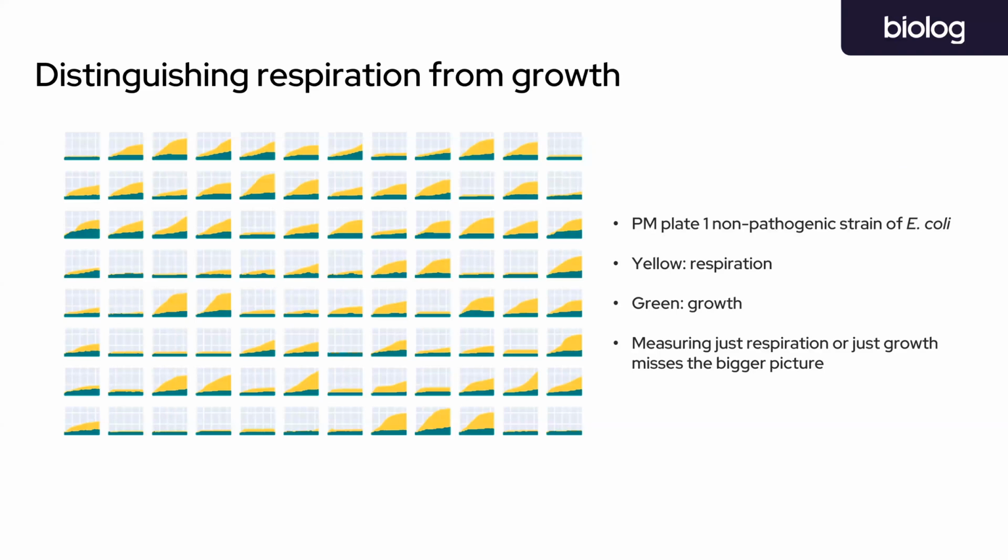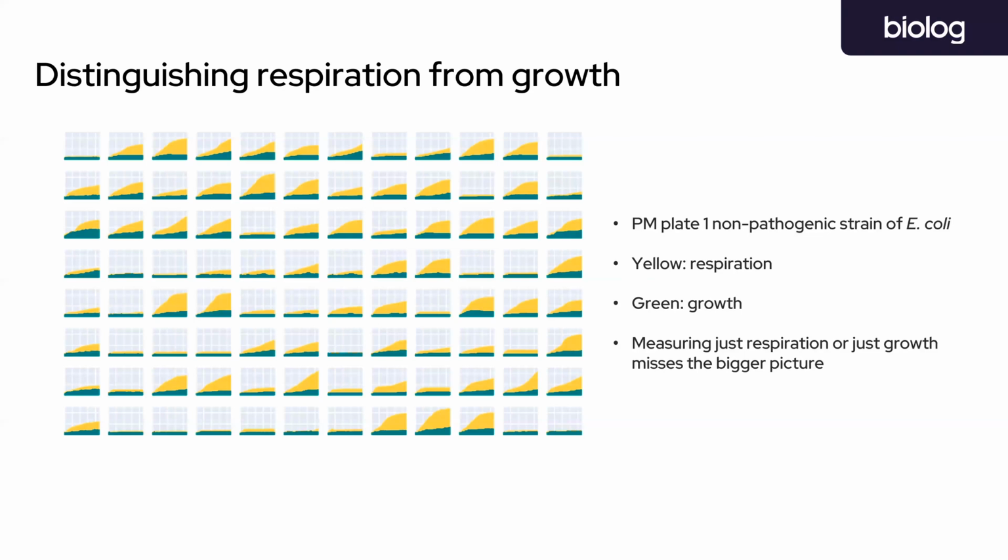We can also assess growth or proliferation by omitting the redox dye and running the same PM plate and measuring the turbidity. And those curves are in green. So you may want to know, why is this important? For example, there are many different cell phases, specifically in fungus, that can have different responses to metabolites, even though their proliferation might remain the same.